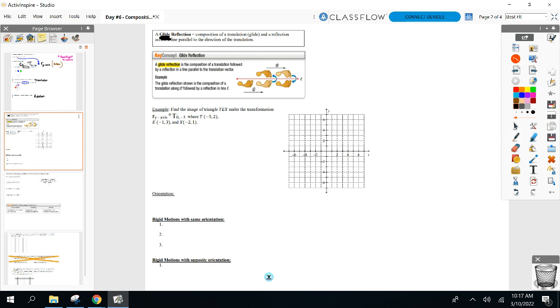So here's what I want to do. I want to actually do a composition on a graph now instead of drawing capital letters. I want to do a composition on a graph. So I'll give you guys a second here. Can you guys graph triangle TEX for me before we perform the composition? All right, so go ahead and graph triangle TEX.